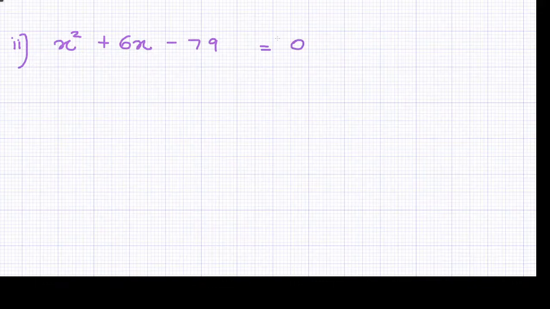Right. So to solve this equation, or to find the roots of this equation, there are three methods to solve a quadratic equation. Number 1 is the factorizing method. Number 2 is the quadratic formula. And the third method is completing the square method. Factorizing doesn't work here.